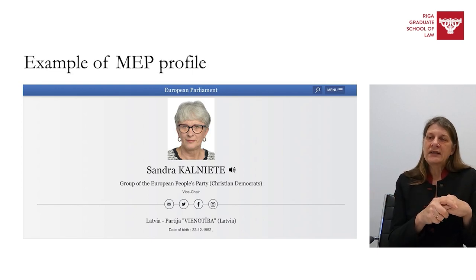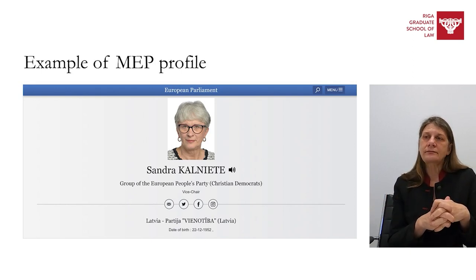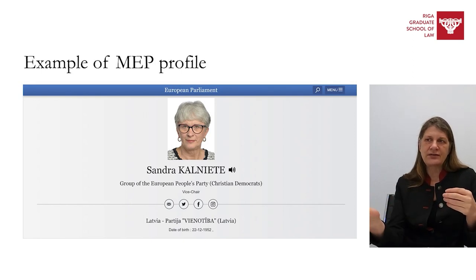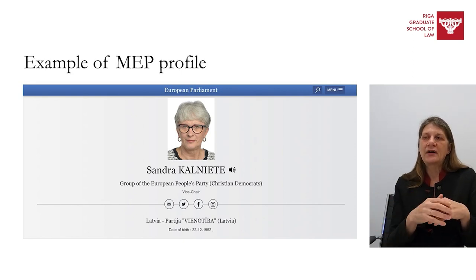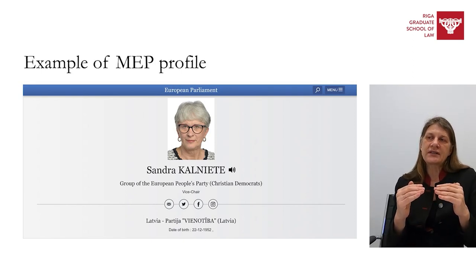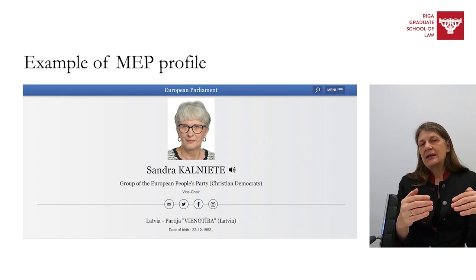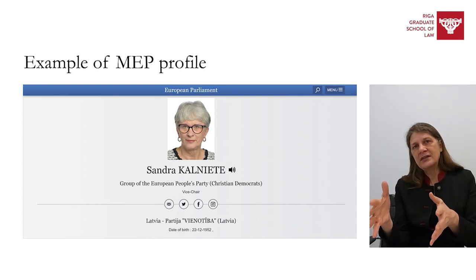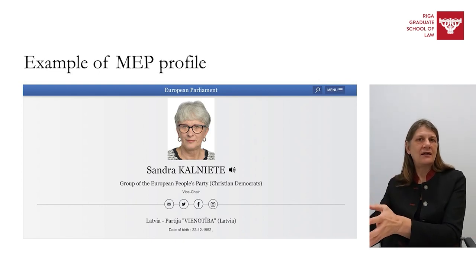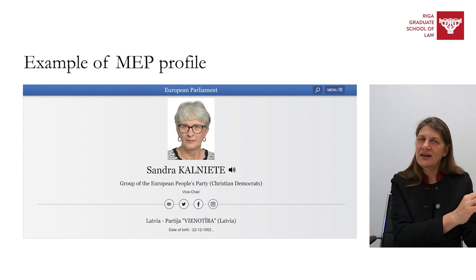So I have picked here one example, a female politician from Latvia, Sandra Kalniete. So she is representing in Latvia a party which, when she was elected, was called Jauna Vienotība. And so this national party has been affiliated with one of the ideological groups in the European Parliament. So when there are left-wing parties, they are affiliated with left-wing ideological groups. When there are liberal parties, they would be affiliated with liberal ideological groups.